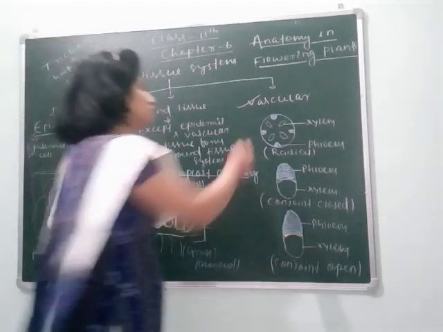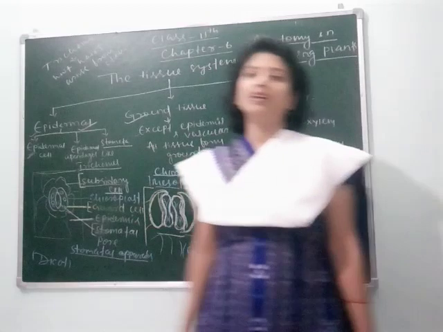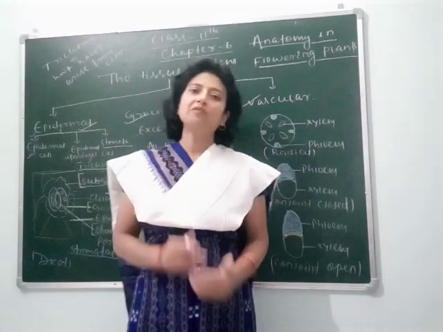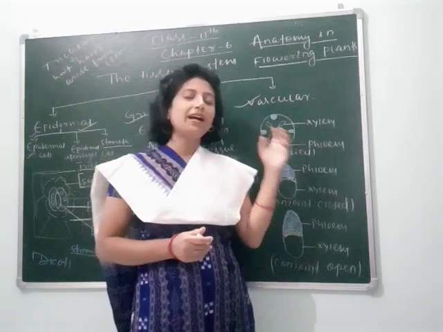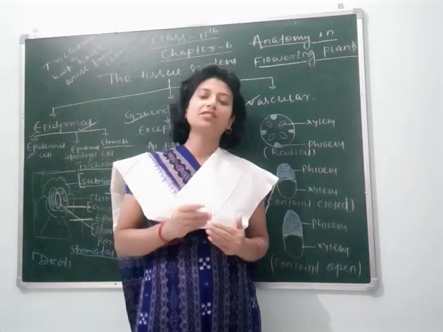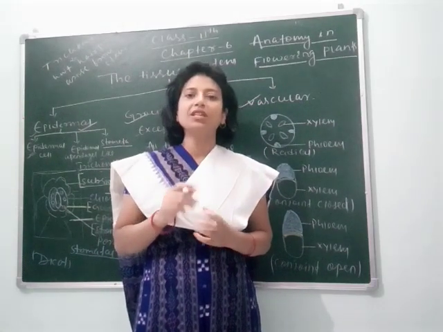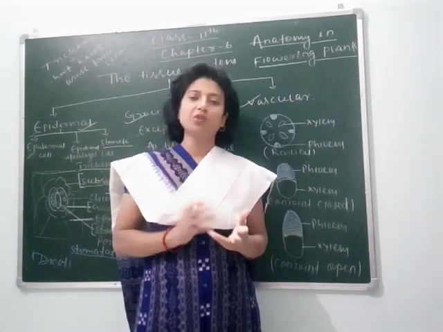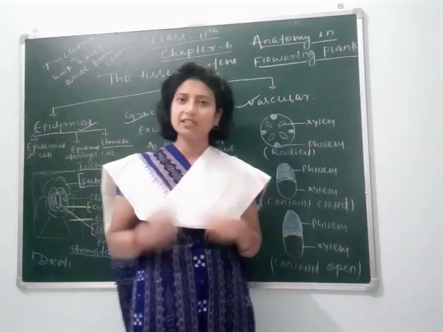The next topic moves towards the vascular tissue system. From this word we know that vascular tissue is xylem and phloem. Xylem conducts water and phloem conducts food. So xylem and phloem together combine to form the vascular tissue system. The arrangement of xylem and phloem is of different types. If we look at different types of plants, monocots and dicots, as we know there are two different types of plants: one is monocot and another is dicot.